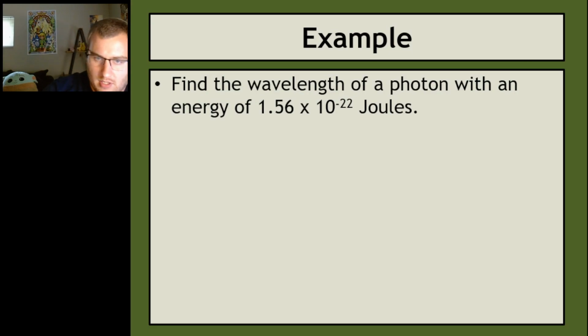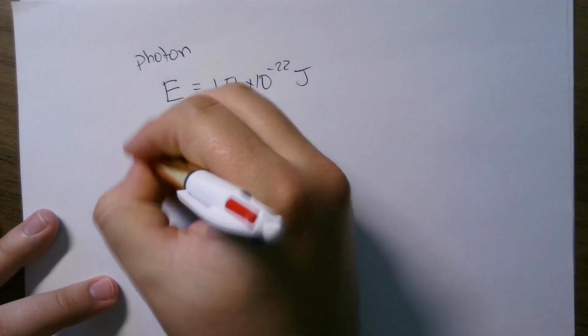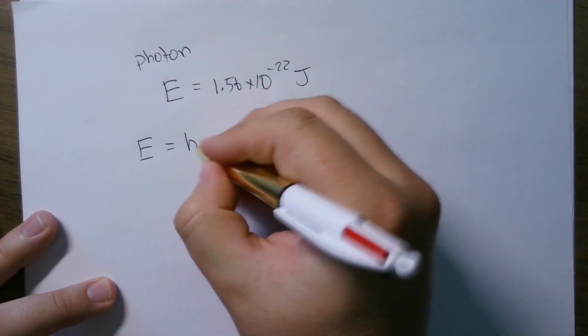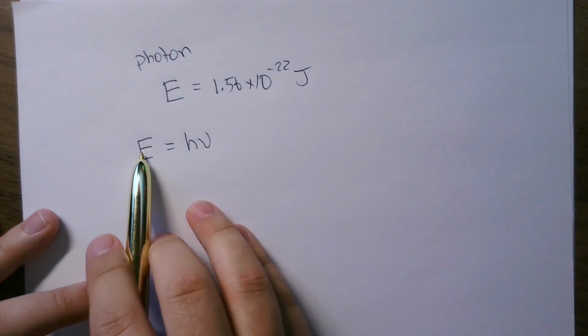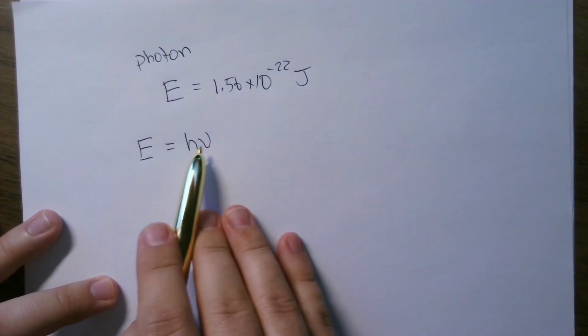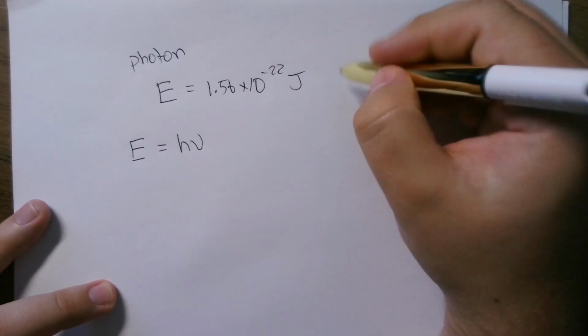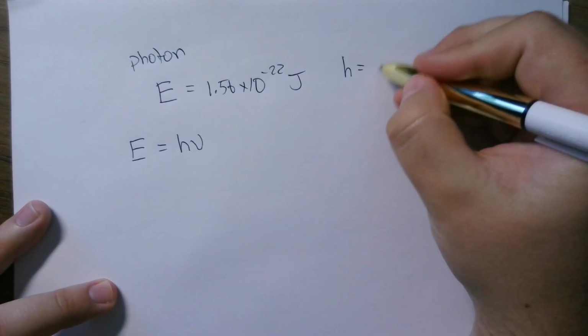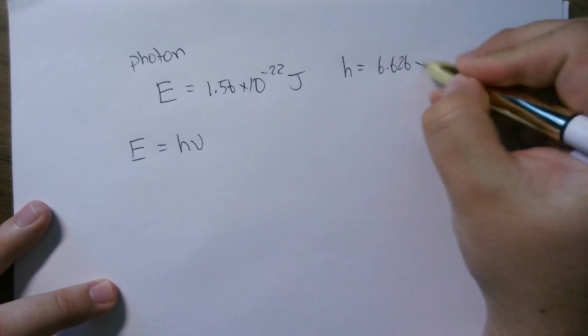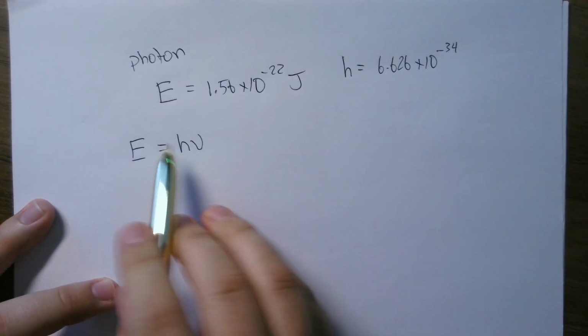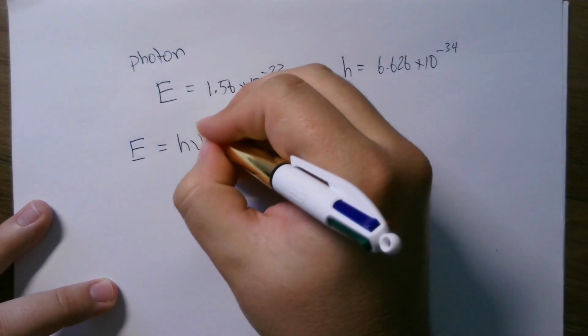Now back to our example. I want to find the wavelength of a photon with an energy, E, of 1.56 times 10 to the negative 22nd joules. My formulas I have to work with here are energy, which gives me hv. This is the energy of a photon, which is what I was given, equal to h. h is just a constant. It is 6.626 times 10 to the negative 34th. v, if you remember, is our frequency.